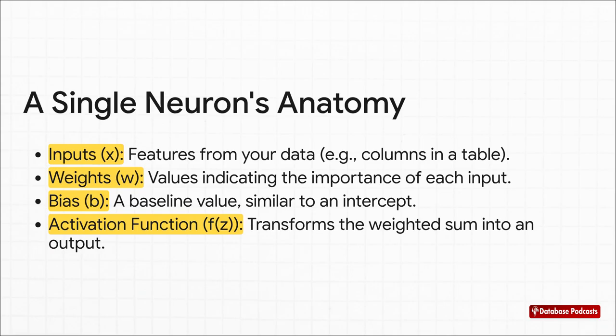Think of it like this. Each column in your table becomes an input to the neuron. And for each input, there's a weight, which is just a number that tells the neuron how important that input is. The neuron multiplies each input by its weight, adds them all up along with one extra number called a bias, and then, finally, passes that grand total through something called an activation function to get the final result.